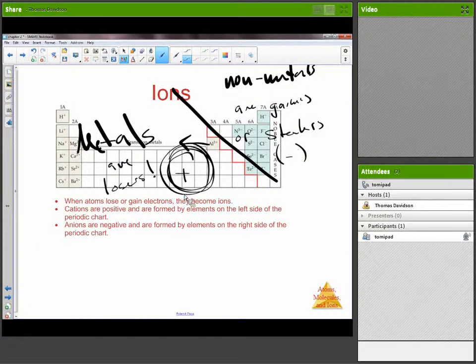All right, the little bullets here: when atoms lose or gain electrons, they become ions. Cations are positive and are formed by elements on the left side of the periodic chart. Well, what's a fancy name for calling things on the left side of the periodic chart? Metals. Anions are negative and are formed by elements on the right side of the periodic chart. We have a name for those. Those are nonmetals.